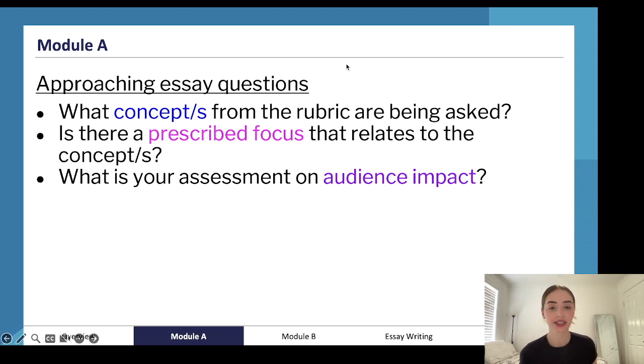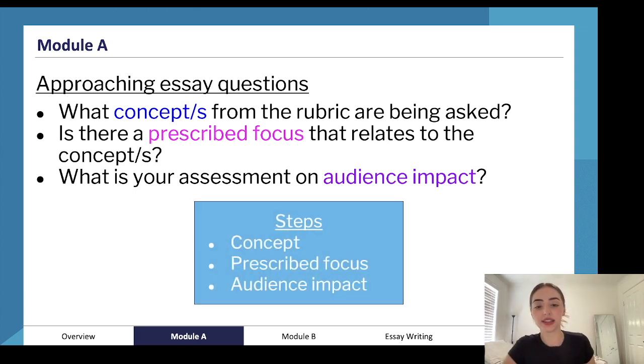Firstly, connected to the rubric, what concept or concepts from the rubric are being asked or referenced here? Secondly, is there a prescribed focus that relates to these concepts? So are you being asked to focus on, I don't know, discrimination in particular? That's your prescribed focus, and you need to relate everything to that. And then finally, what is your assessment on audience impact for this question? How is it affecting the audience?